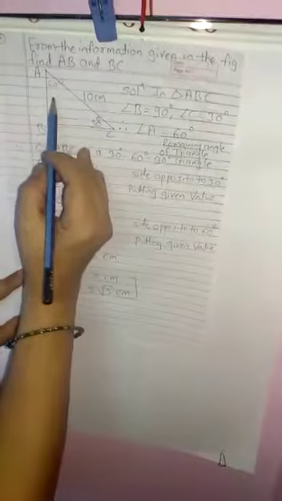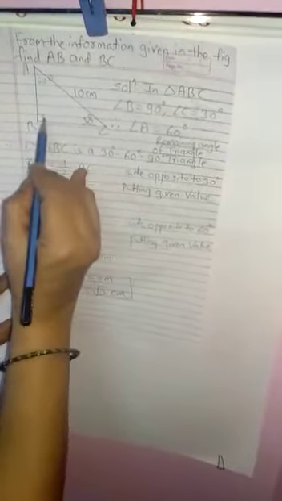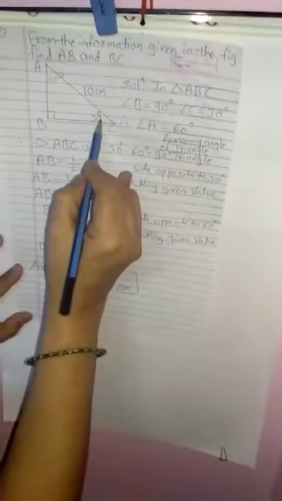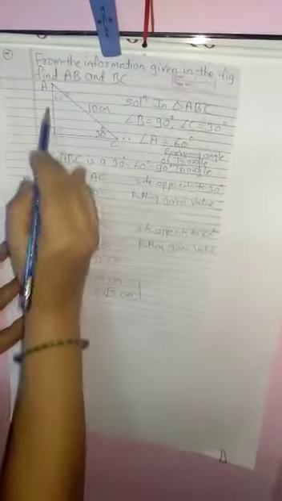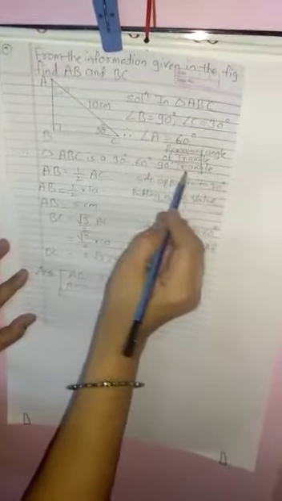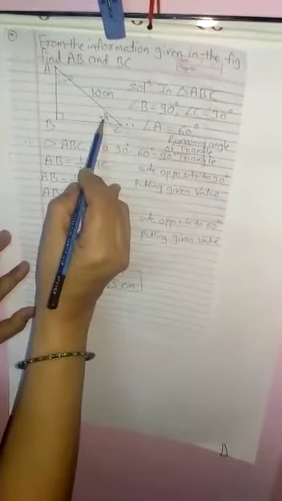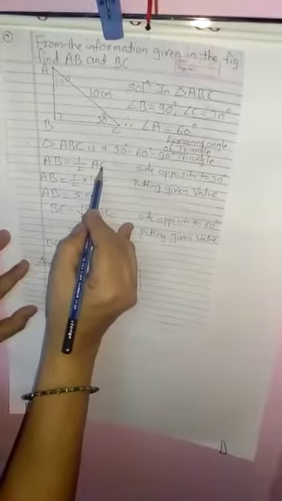We have learned the property that the sum of the measures of all angles of a triangle is 180 degrees. So 90 plus 30 subtracted from 180, and the answer, A is 60 degrees, which is called the remaining angle. Now this triangle ABC is a 30, 60, 90 degree triangle. So using the property of 30, 60, 90, AB, which is the side opposite to 30 degrees, is half of the hypotenuse. So AB is equal to 1 upon 2 AC.